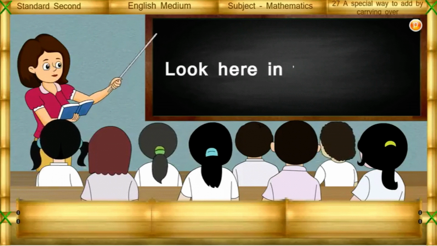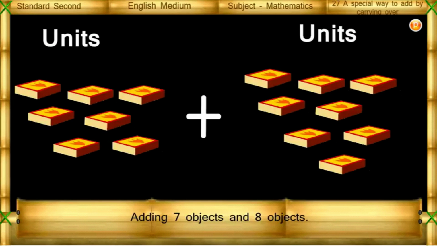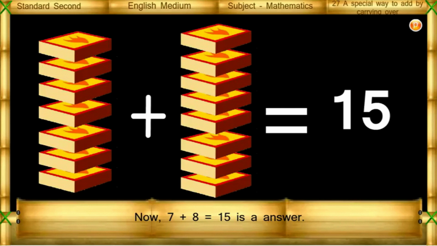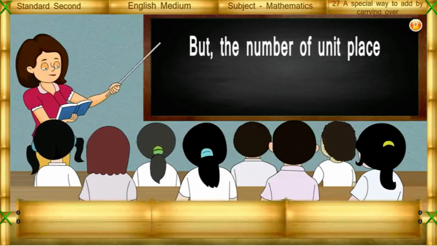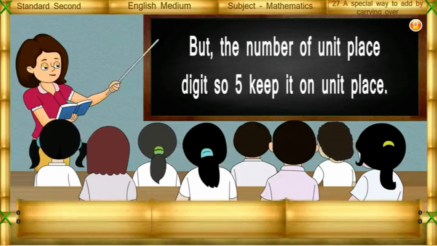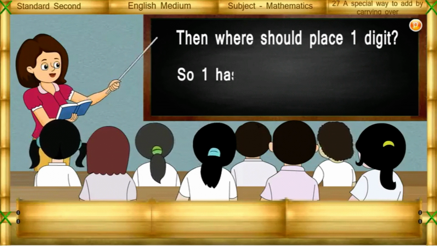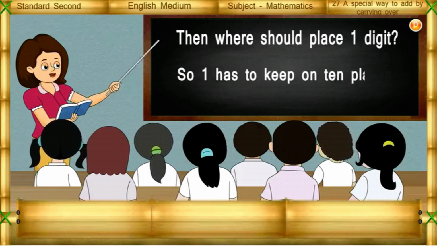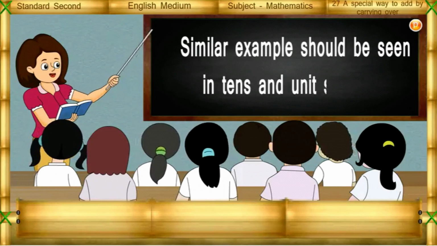Look here. In this example, we are adding 7 objects and 8 objects. Now, 7 plus 8 equals 15 is the answer. But the digit for the unit place, 5, we keep on the unit place. Then, where should we place the digit 1? So, 1 has to be kept on the tens place. A similar example should be seen in the tens and units structure.